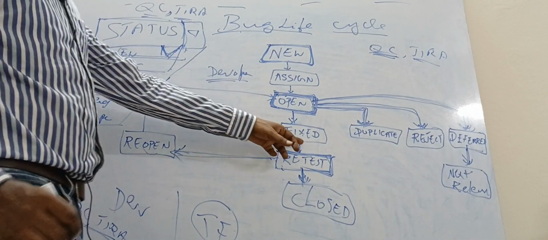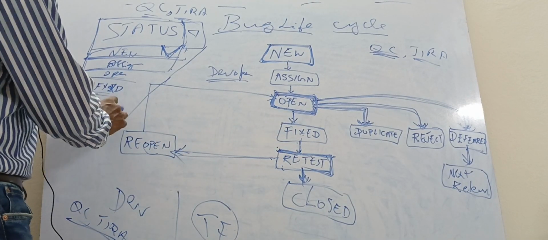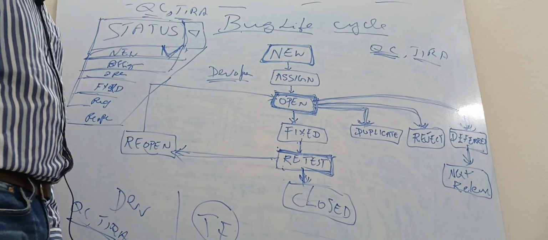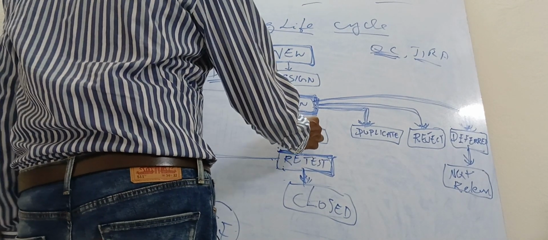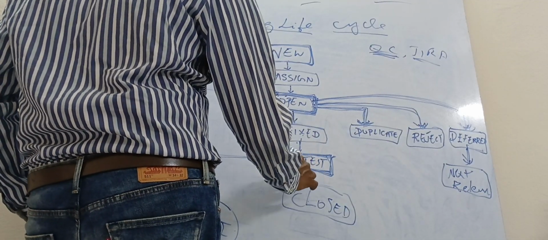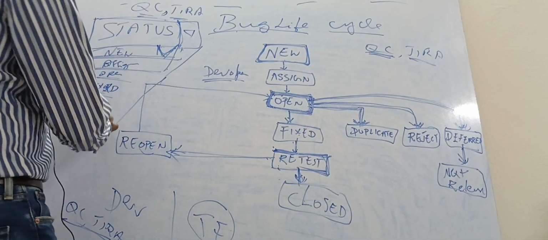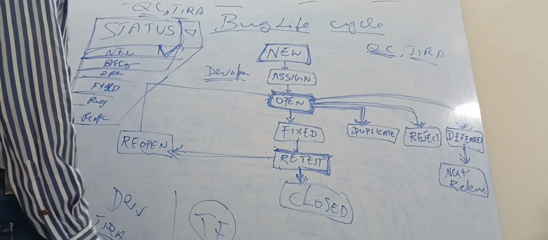Whenever the developer has put the status as fixed, the test engineers will check in the tool, and immediately retest that defect. If the developer has truly fixed the defect, the test engineer will put the status as close.